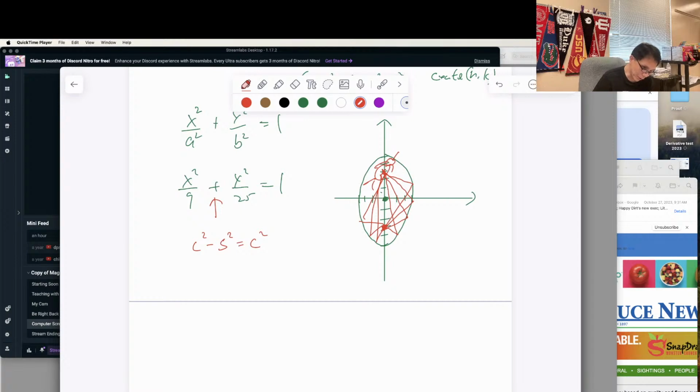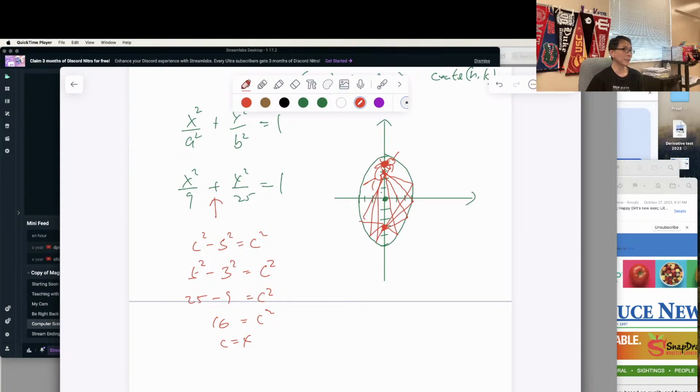So in this case, the long side is 5 squared minus the short side, 3 squared, and that's equal to c squared. So that's 25 minus 9 equal to c squared. C squared is equal to 16. C is equal to 4. So that means it's 4 units up. So your focus is right here, 4 units away from the center on the longer side of the ellipse.